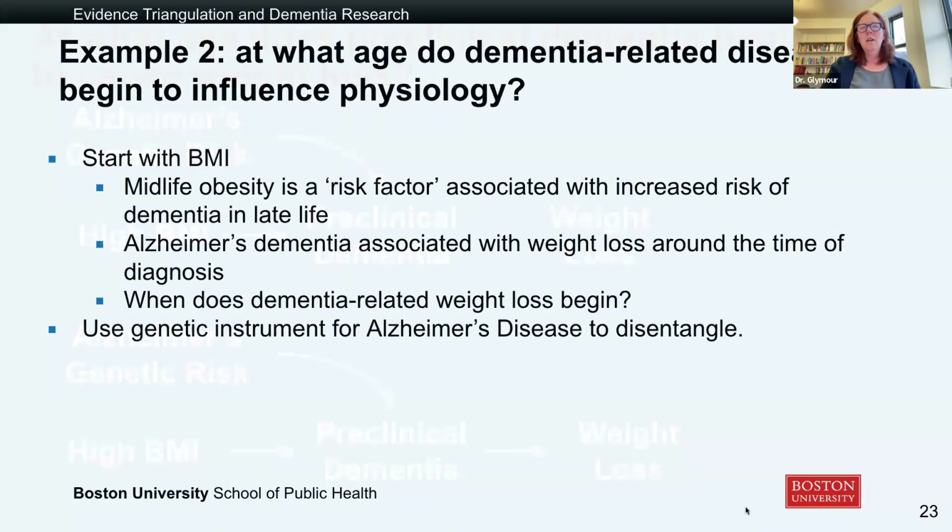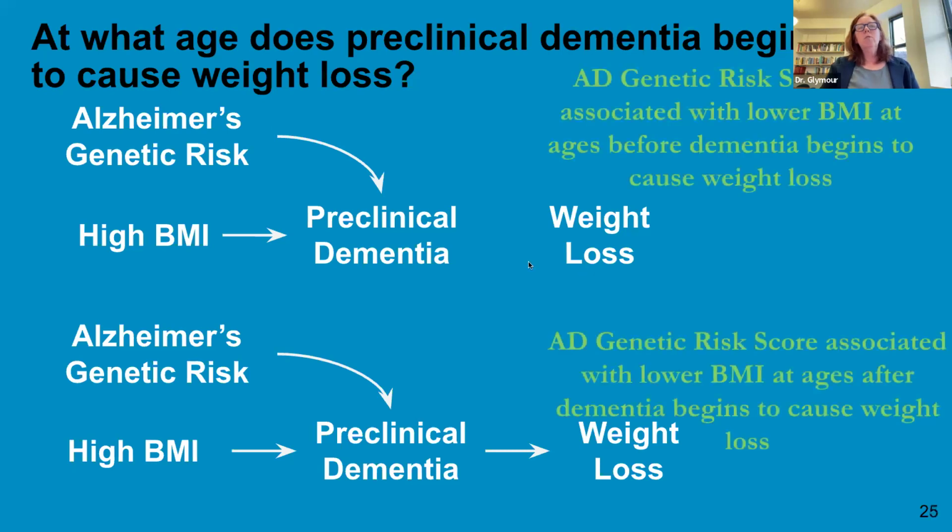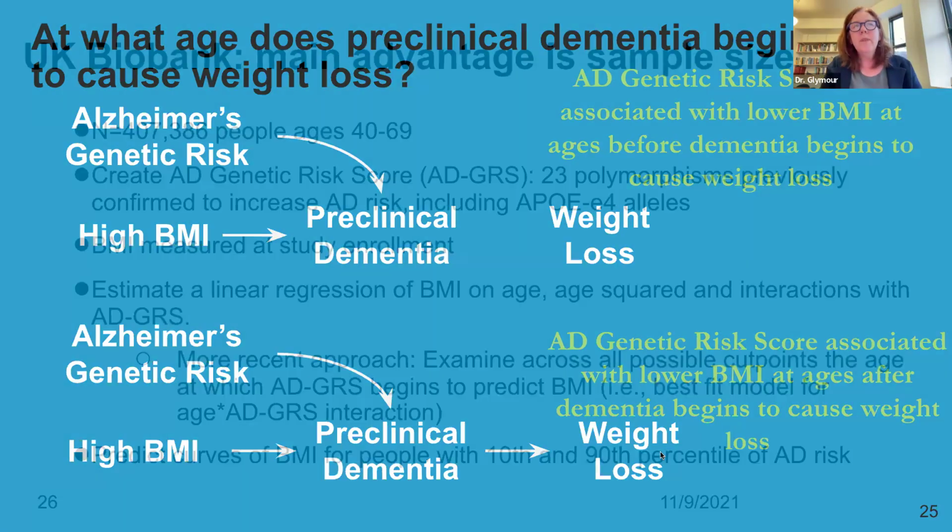Just to draw out the DAGs: in the top DAG, if we are looking at a period in life when preclinical dementia has not begun to influence weight loss, the genetic risk score for Alzheimer's disease may influence preclinical dementia, but it won't be associated with weight loss. It's d-separated from weight loss because this hasn't started yet. Whereas if there's already an influence of preclinical dementia on weight loss, we would expect the Alzheimer's disease genetic risk to predict weight loss. So conceptually, we want to see at what age the Alzheimer's genetic risk becomes associated with weight loss.